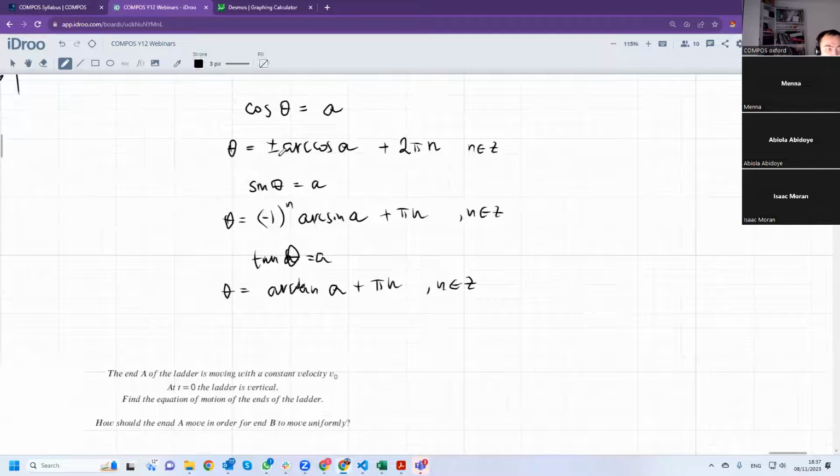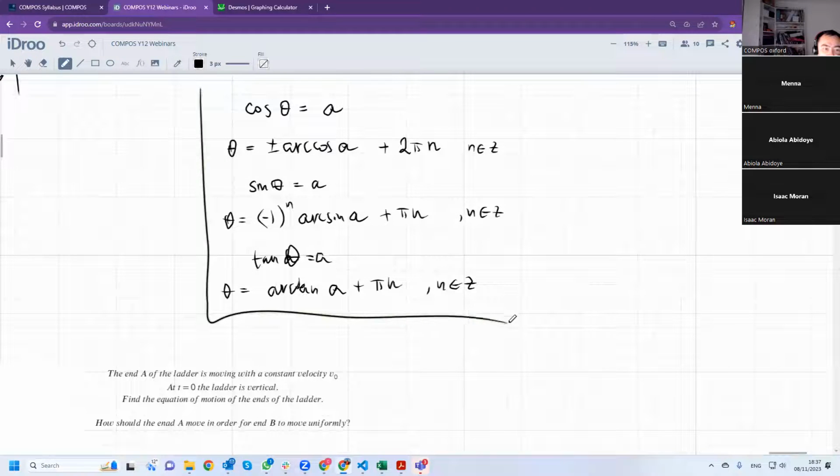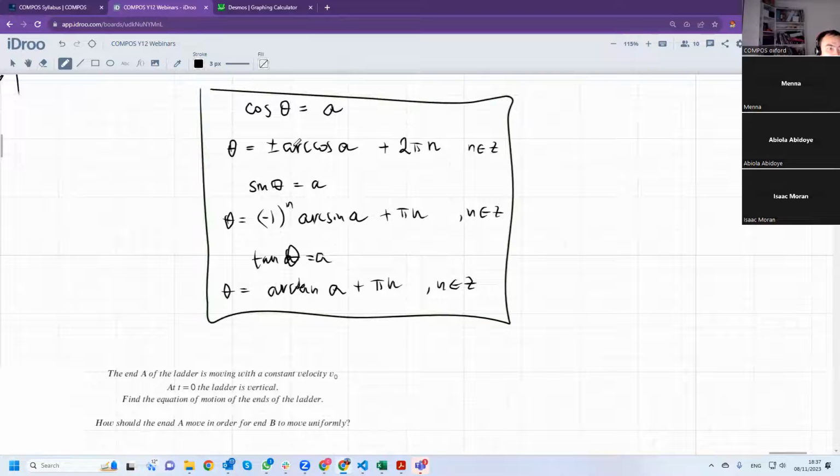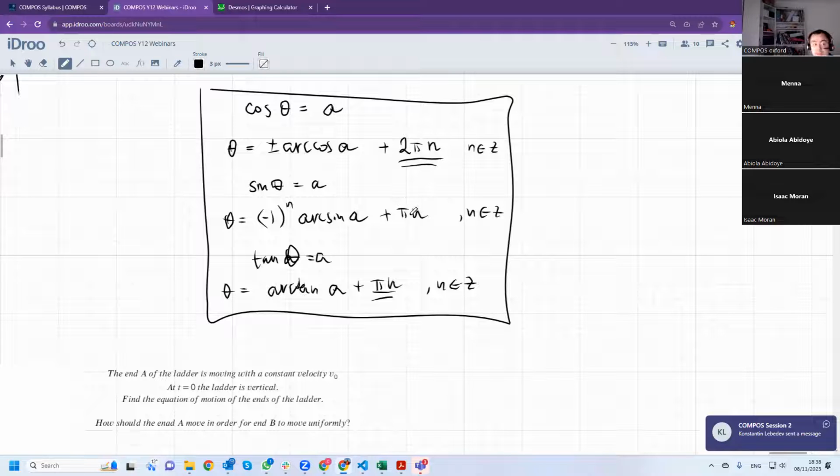So yeah, just explore these in detail, because I think it's great fun looking at those and just saying, oh, there's 2 pi n, there's pi n. Well, this is pi n because it's understandable, because the period of tan is pi. What this is pi n for a different reason. So yeah, that's quite interesting.